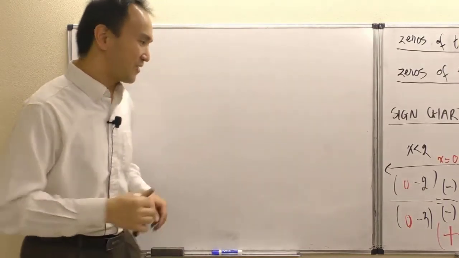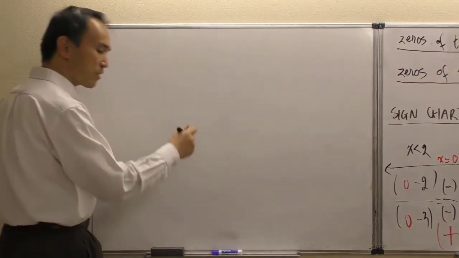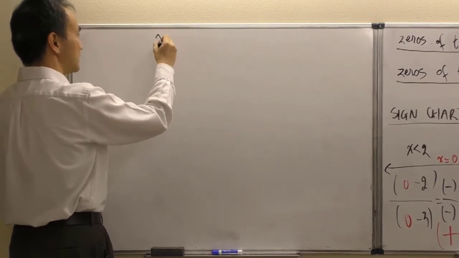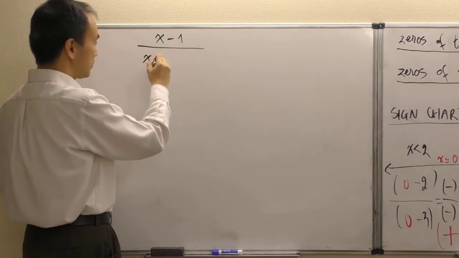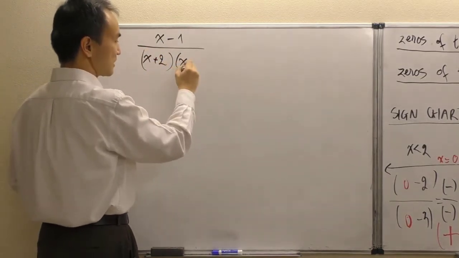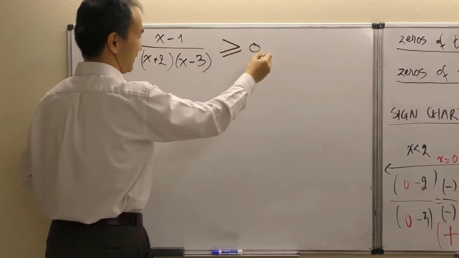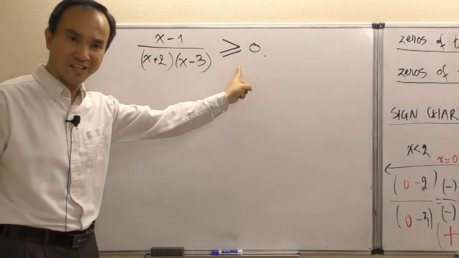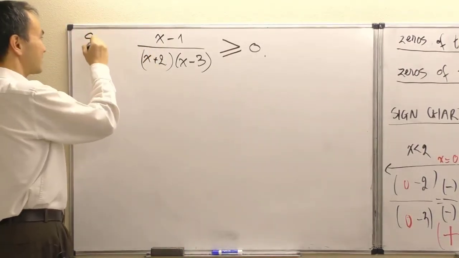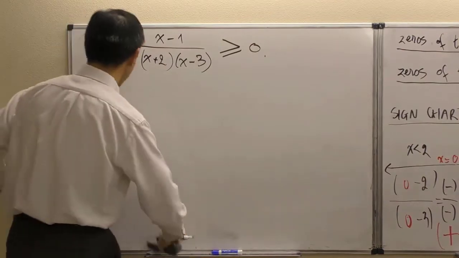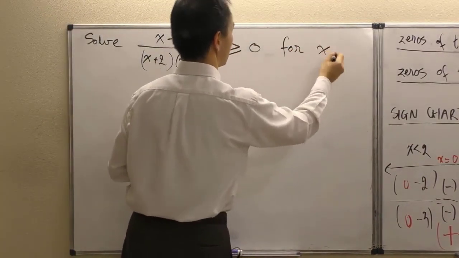All right, and so now allow me to show a demo problem. Let's look at x minus 1 divided by x plus 2 times x minus 3, and we want this to be greater than or equal to 0. This is what I meant by having the equal sign come along with our inequality symbol. We want to solve this inequality for x.